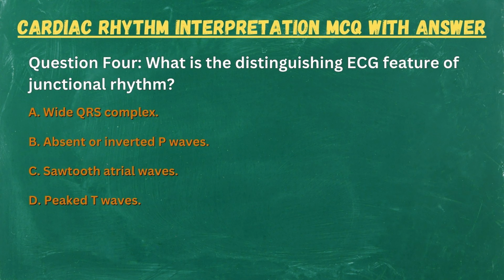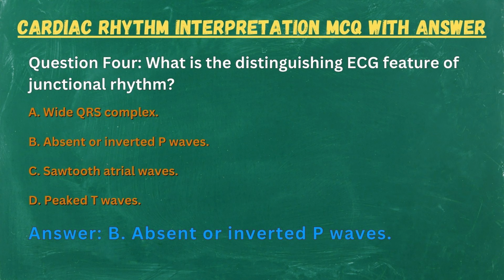Question 4. What is the distinguishing ECG feature of junctional rhythm? A. Wide QRS complex. B. Absent or inverted P waves. C. Sawtooth atrial waves. D. Peaked T waves. Answer: B. Absent or inverted P waves.